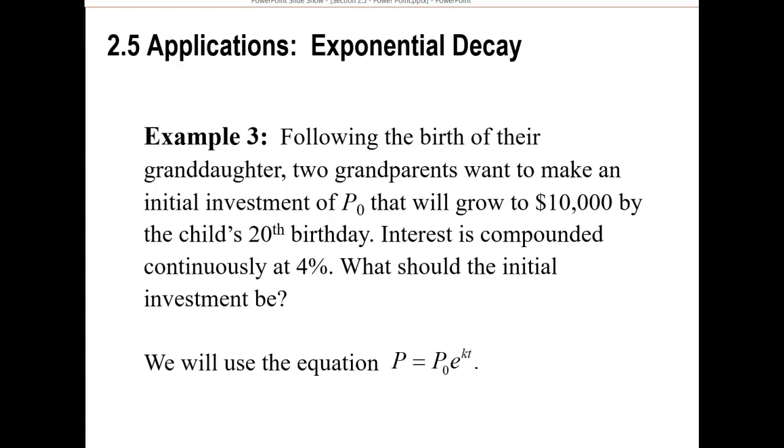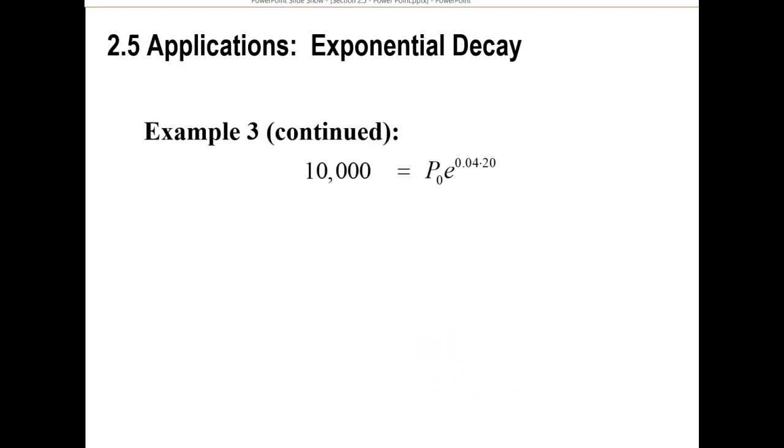So we're going to use this equation. This is growth. P equals P naught e to the kt. So we're looking for present value, right? We're looking for the P naught. That's what we don't know. All right, so 10,000 is what they want to end up with. So that's our P. Initial value e to the 0.04, because it was 4%.